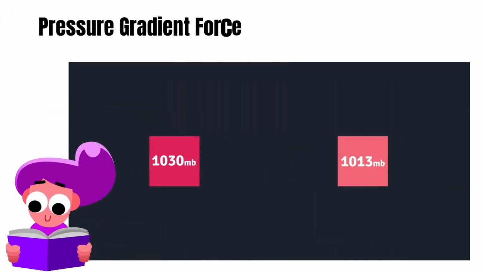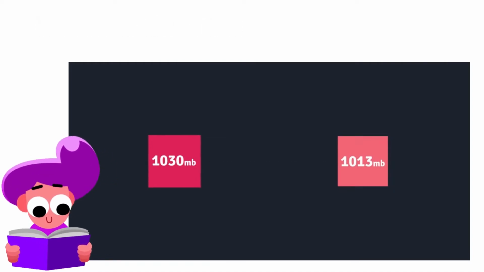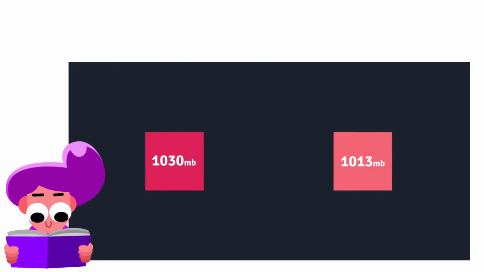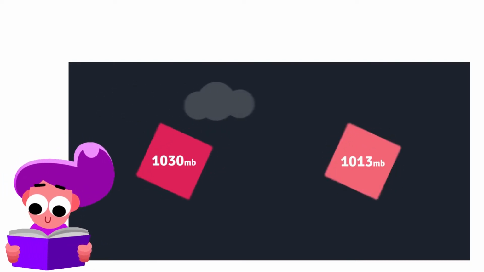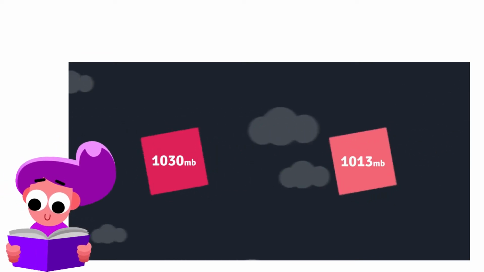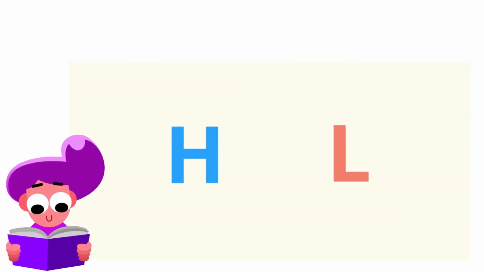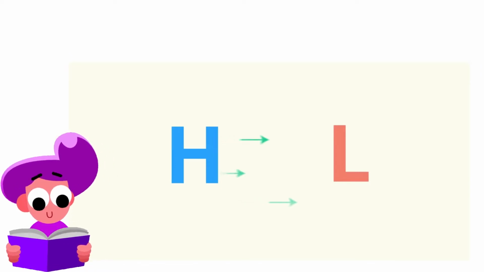Pressure gradient is simply the difference in pressure over a distance, and it is this difference in pressure that leads to pressure gradient force, which is one of the fundamental driving forces of wind. To really understand how the pressure gradient force works, what you must know is this: air naturally flows from areas of higher pressure to areas of lower pressure.